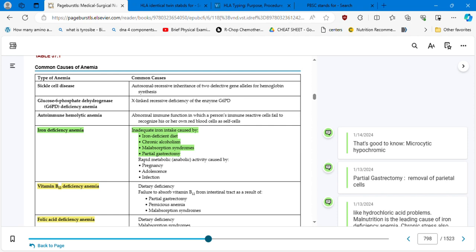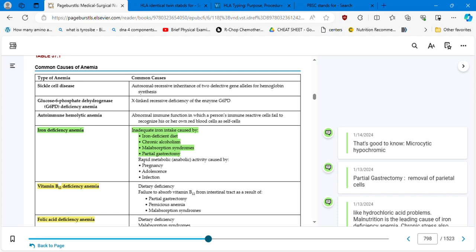Autosomal recessive. Then you have the glucose-6-phosphate dehydrogenase deficiency anemia. It's linked to an X-linked recessive deficiency. This is more of a genetic type of anemia. Autoimmune hemolytic anemia is an abnormal immune condition in which a person's immune reactive cells fail to recognize his or her own red blood cells. Iron deficiency anemia, as I previously explained, is microcytic hypochromic.